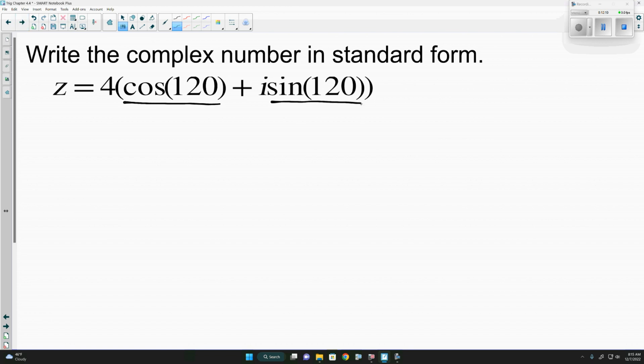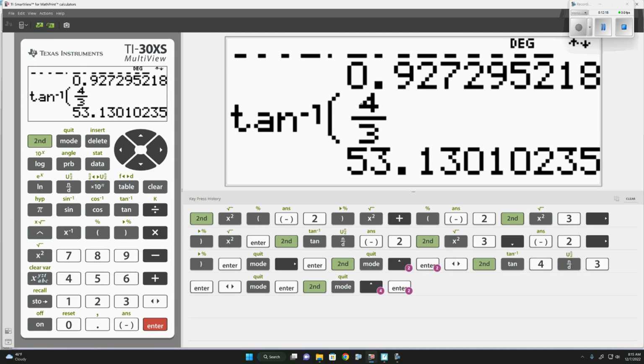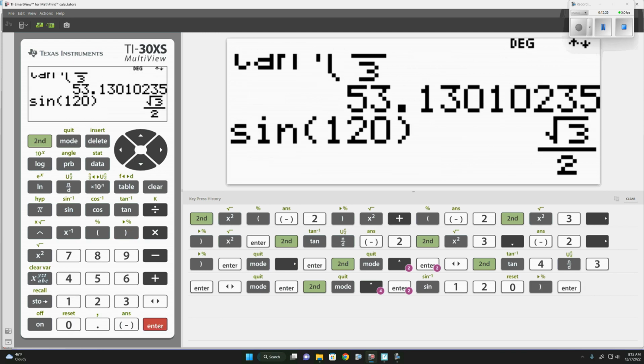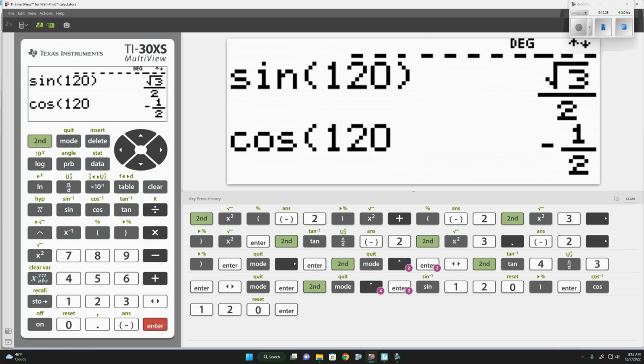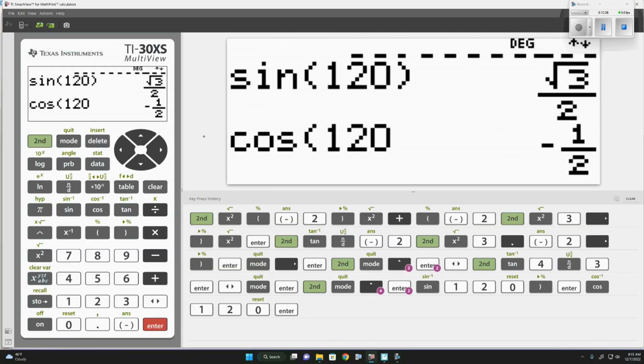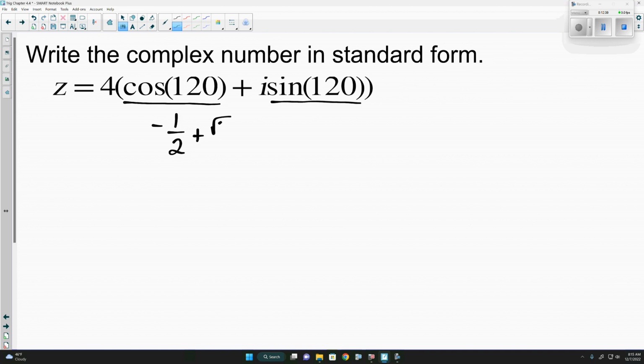We have these two things here, yes? Cosine of 120, sine of 120. We can use the unit circle, or I can grab a calculator. Say sine of 120 degrees. So it is square root 3 over 2. Cosine 120 is negative 1/2. Okay? So cosine of 120 is negative 1/2, and sine is square root 3 over 2. So if I just plug those in the calculator, that's what I get. Yes?